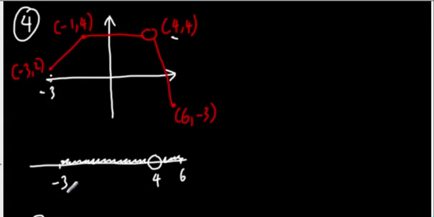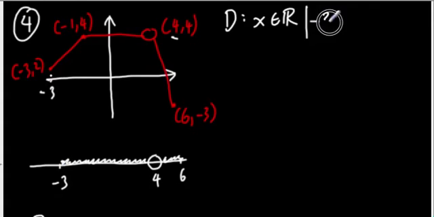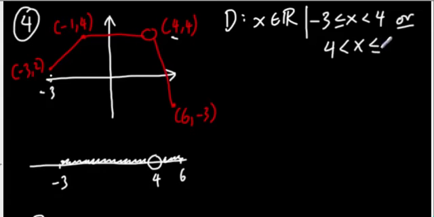So the domain, maybe I wrote it down. Okay, I'll write it here. So the domain in this case is, again, x is an element of the reals. We say reals because there's a continuous line, there's not just points, but there's a condition. The condition is that it goes from -3 to 4, and it does not include 4, and we say or, then it goes from 4, and it doesn't include 4, all the way to 6.